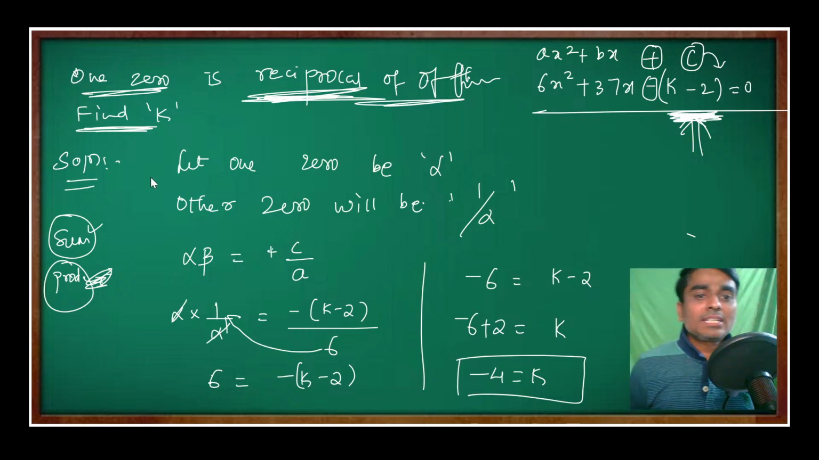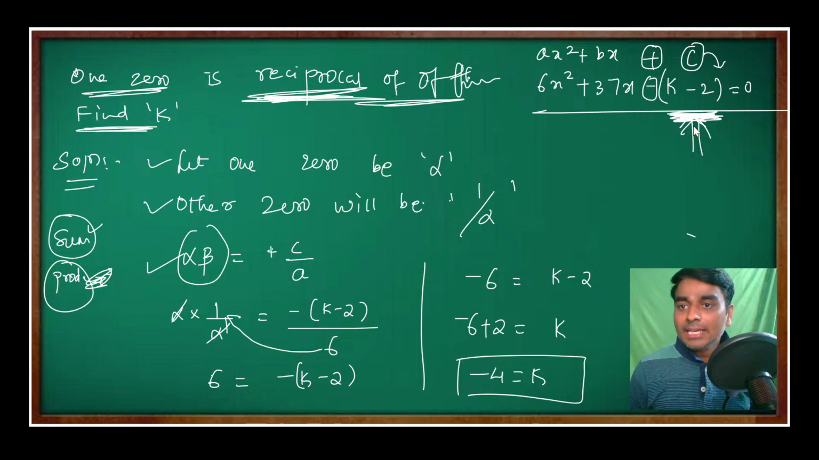Look at the presentation again. Let one zero be alpha, other zero will be this. Why did I select product only? Because K is in the place of C. This is how you need to decide. Don't keep writing thinking that I know everything, let me write everything. Whether you write everything or write point to point, whatever marks are there, that many will be given. Nobody will give you more. They may give you less also. Just be point to point. Very good question. This is very important.